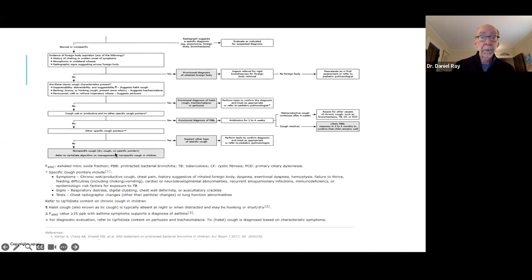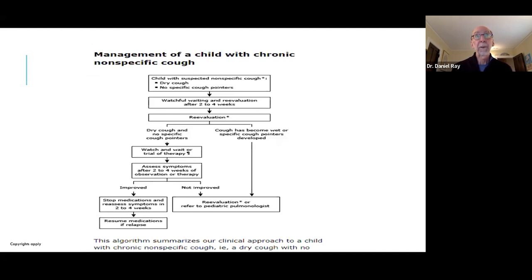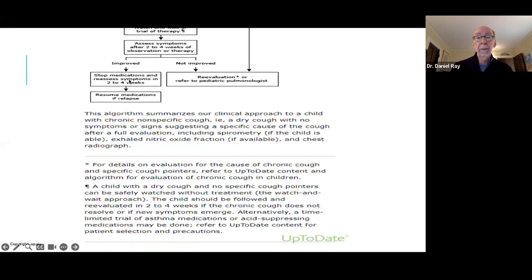But if you end up with nothing that points you in any direction and the cough is persistent, then you're going to end up with the algorithm for management of a child with chronic non-specific cough. So that's the, we talked about this, that's the waiting 2 to 4 weeks and then reevaluating. If they're improved, fine. If they are not, then they're going to need referral for further evaluation.